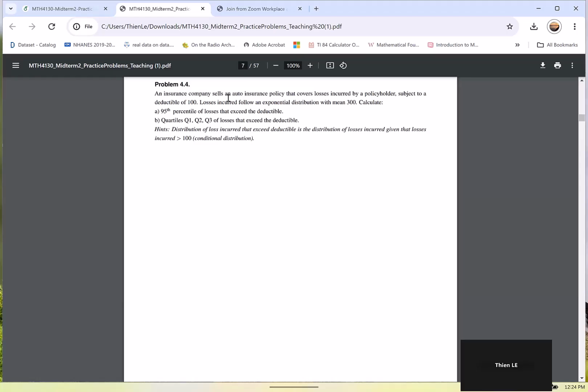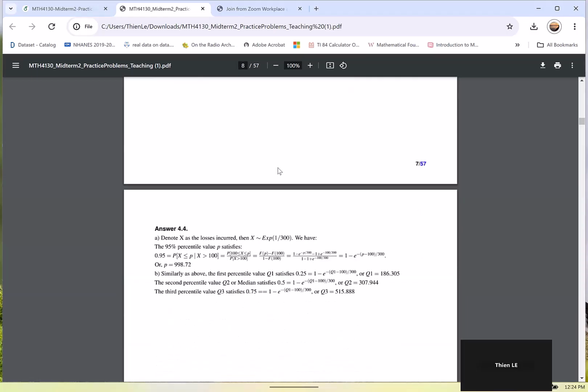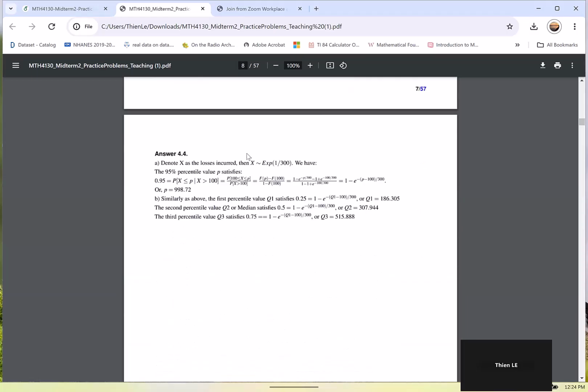And then the quartiles Q1, Q2, Q3. Basically here we need to care about the case where the loss exceeds the deductible, right? So it's a conditional distribution, because there's no point looking at something below the deductible. People won't file a claim if the damage is less than the deductible.